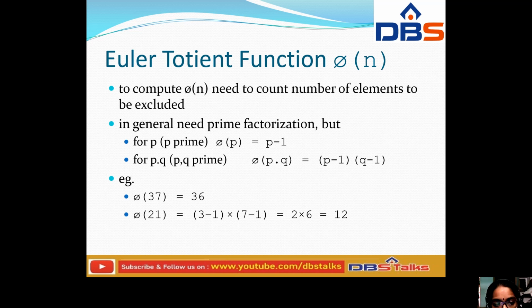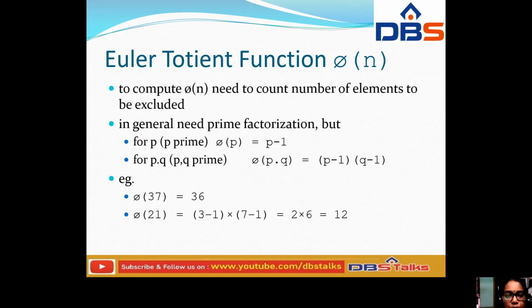If you want to compute phi of n, you need to count the number of elements first, how many numbers we are going to use. In general, you can perform prime factorization, but for a prime p, phi of p is equal to p minus 1.